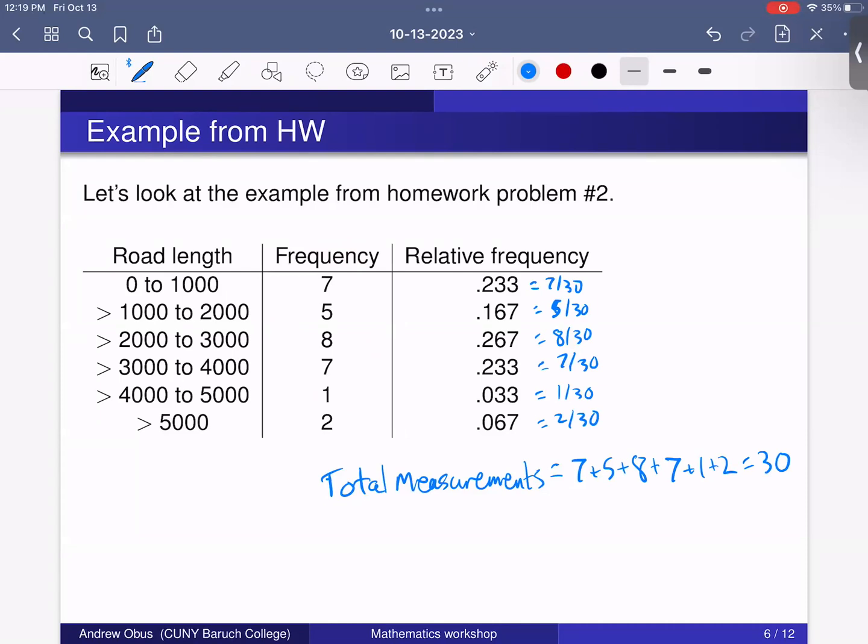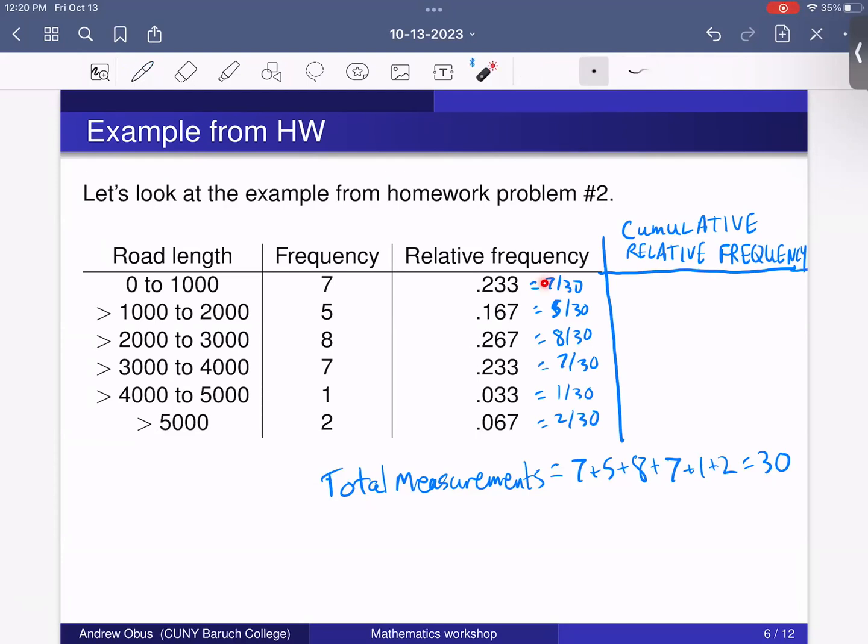All right. So let's add another column for cumulative relative frequency here. And once you have the relative frequency, the cumulative relative frequency is easy to figure out because you just add up the relative frequencies for all of the classes up to your given class. So for the lowest class, the relative frequency is the same thing as the cumulative relative frequency. So it's just going to be 0.233 here.